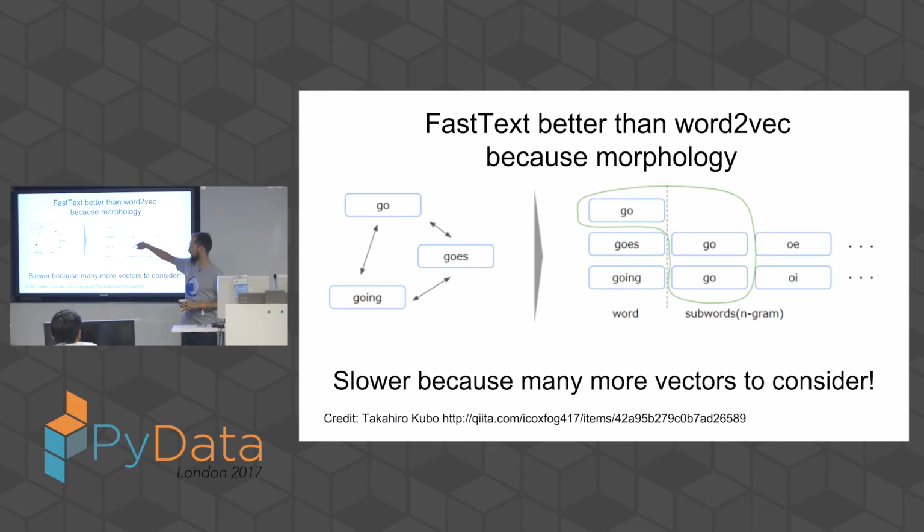The problem is this is slower. Instead of coming up with one vector for going, I have to come up with 1, 2, 3, 4, and many more vectors, which are just for the little subparts of that. So it means my runtime will be much longer, and that's annoying. And my vocabulary will be much bigger. So it means I have to spend more time training my model. That is annoying. That is slower.